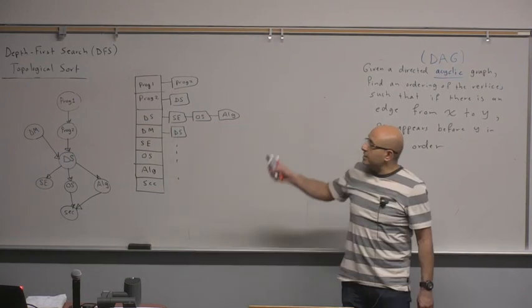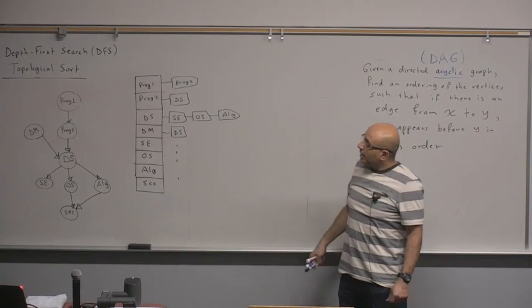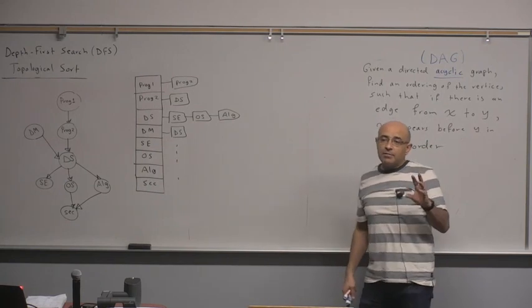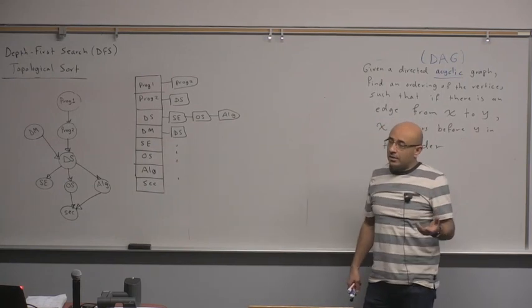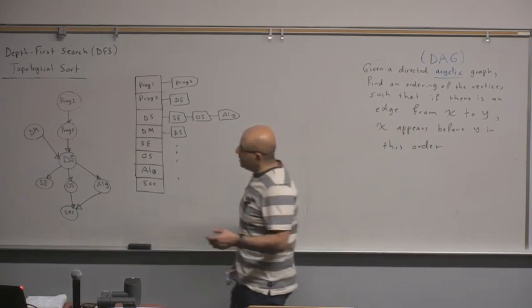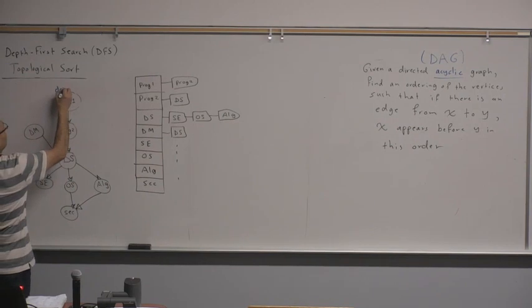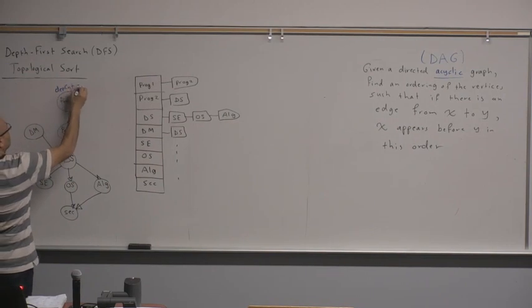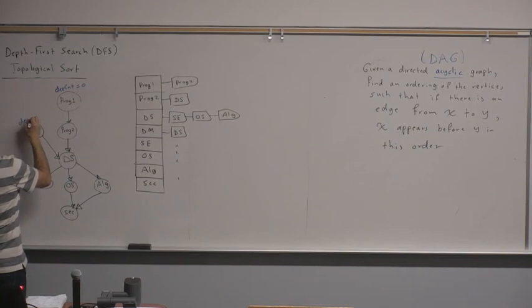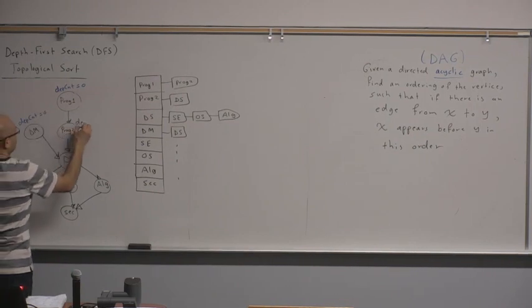So we can use the adjacency list to count for each vertex the number of vertices that it depends on, or the incoming edges. So the number of incoming edges, or you can think of it as the dependencies. So for example, the dependence count for programming 1 is 0. Dependence count for discrete math is 0. Dependence count for this is 1.